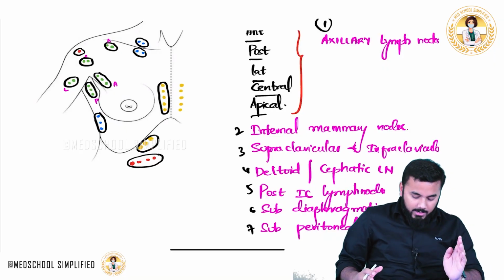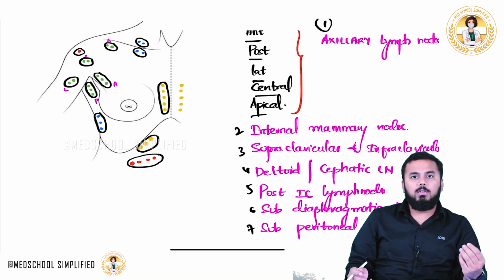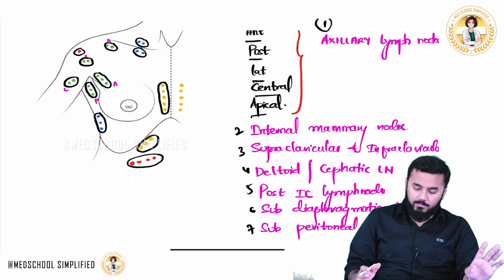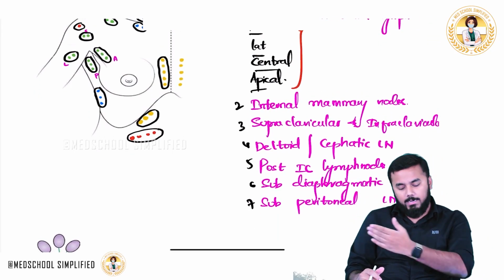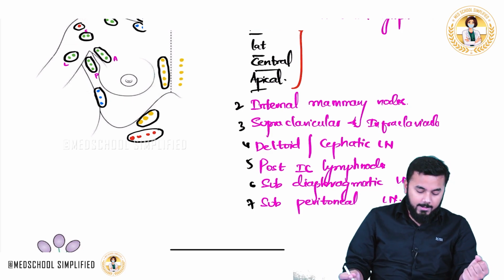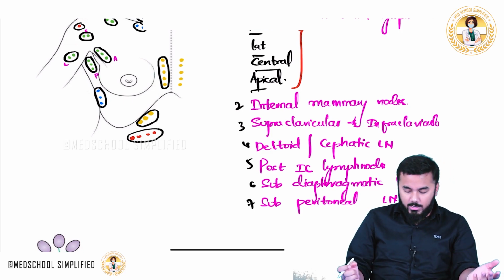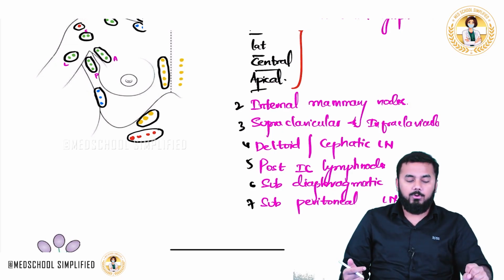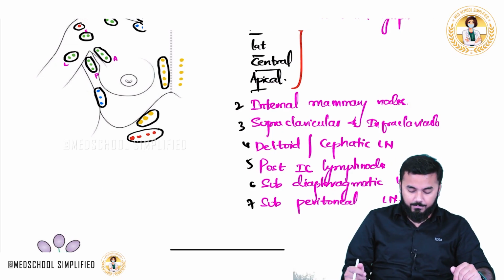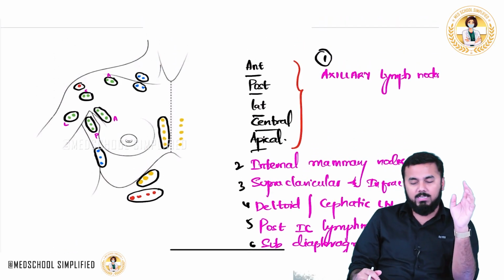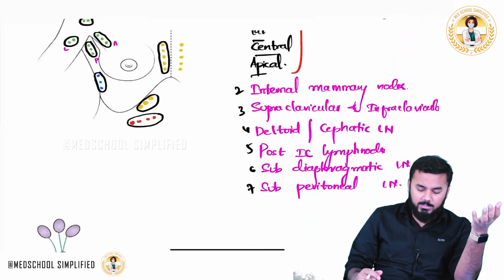Next, internal mammillary lymph nodes. We have got lymph nodes above and below the clavicle, supra and infraclavicular, right? And one lymph node we have got in the deltoid region, that is called deltoid or cephalic. Next, we have got the posterior intercostal, subdiaphragmatic and subperitoneal lymph nodes. So these are the list of lymph nodes which we basically have. I don't think it is really difficult to remember. It is very easy to remember here.